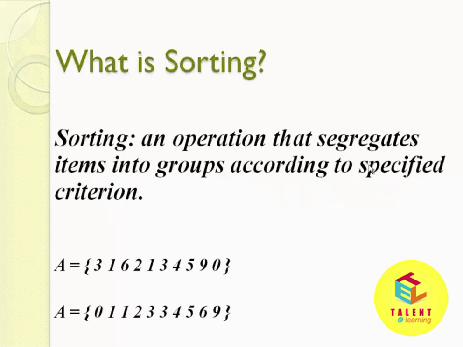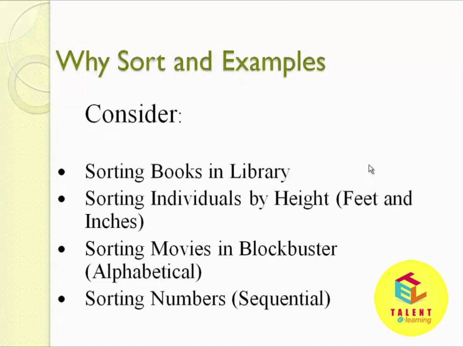Now, what is sorting? Sorting is an operation that segregates items into groups according to a specified criterion. Consider this sequence: 3162134590 is segregated to 0112334569. It is called sorting.